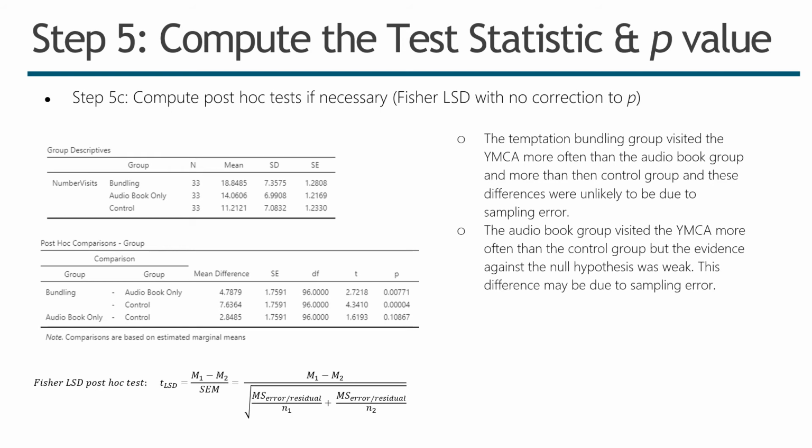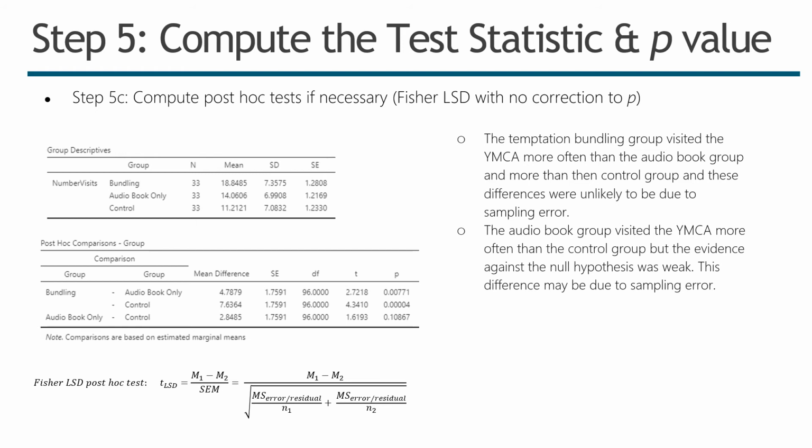Now finally, we have the audiobook only compared to the control group. There the mean difference is 6.85 with a p of 0.10867, right? And so here our p-value is higher. That's pretty weak evidence against the null. I'm not very confident there that the difference I'm observing between the audiobook condition and the control condition is real. It's pretty likely that it's actually due to sampling error. I want to repeat this study to investigate that further.